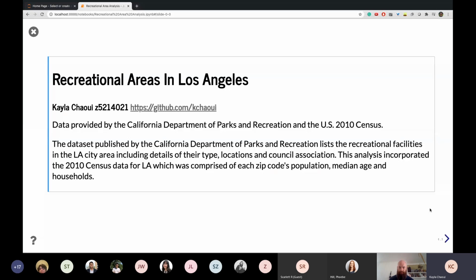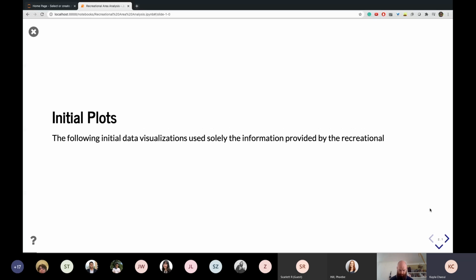For my data project, I decided to look into the recreational facilities in the LA City area using datasets compiled by state and federal authorities. This presentation will include a selection of plots from my analysis, and to view them all, please take a look at my GitHub on my Jupyter Notebook. The initial plots focus solely on the information available in the recreational facilities dataset.